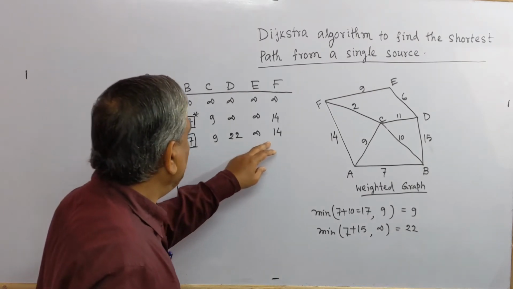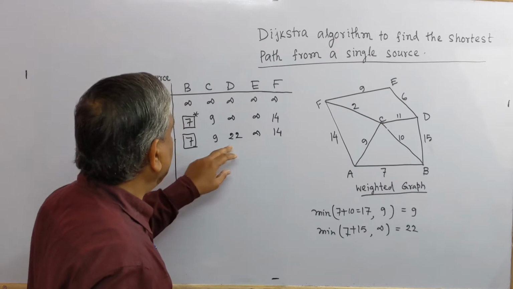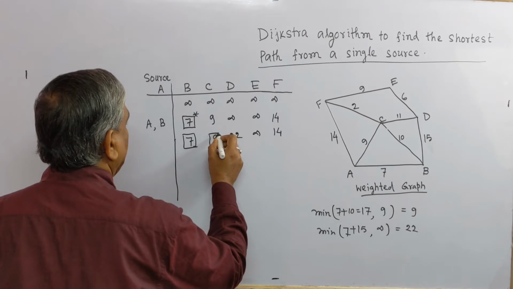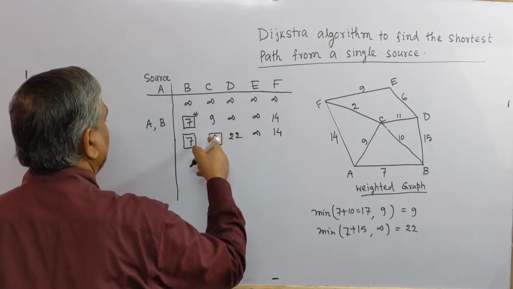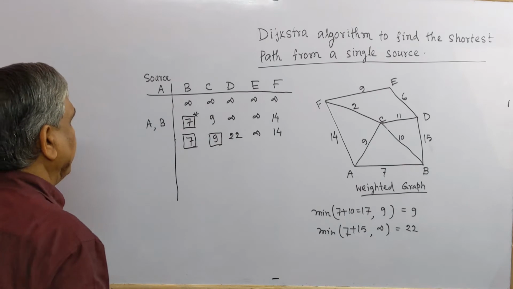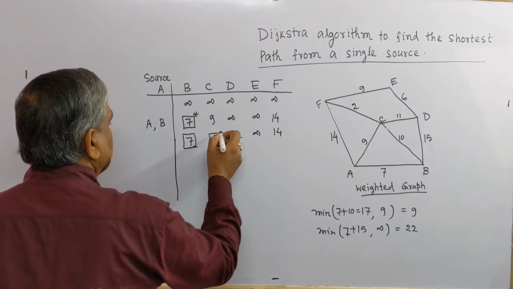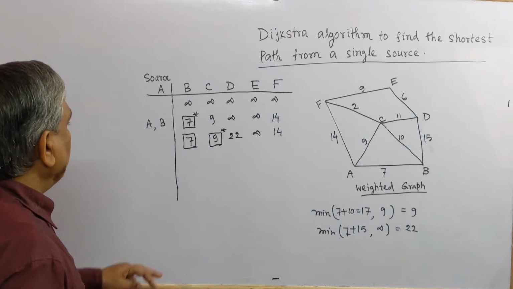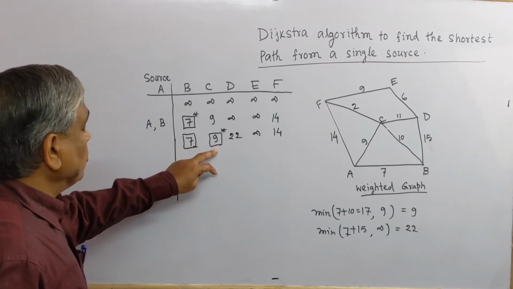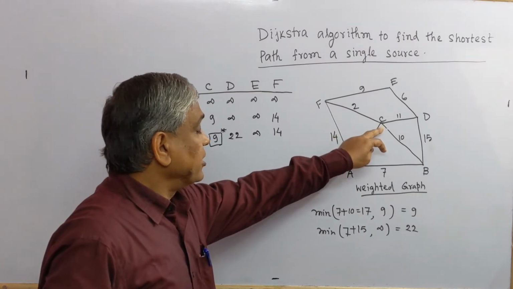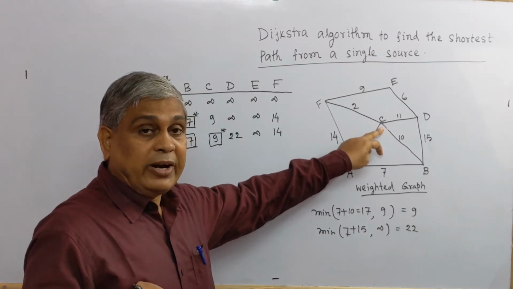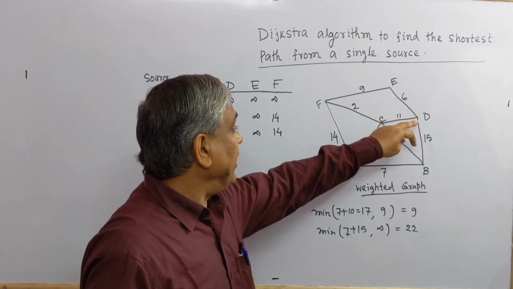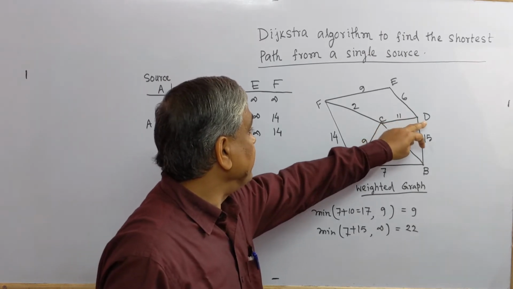Now we select the smallest of these numbers, 9, 22 and 14. Here 9 is the smallest number. This is for C, and we enclose this in a square. Now we select this by giving an asterisk. Here we start to calculate the distance from C to its adjacent vertices. Adjacent vertices are D and F.